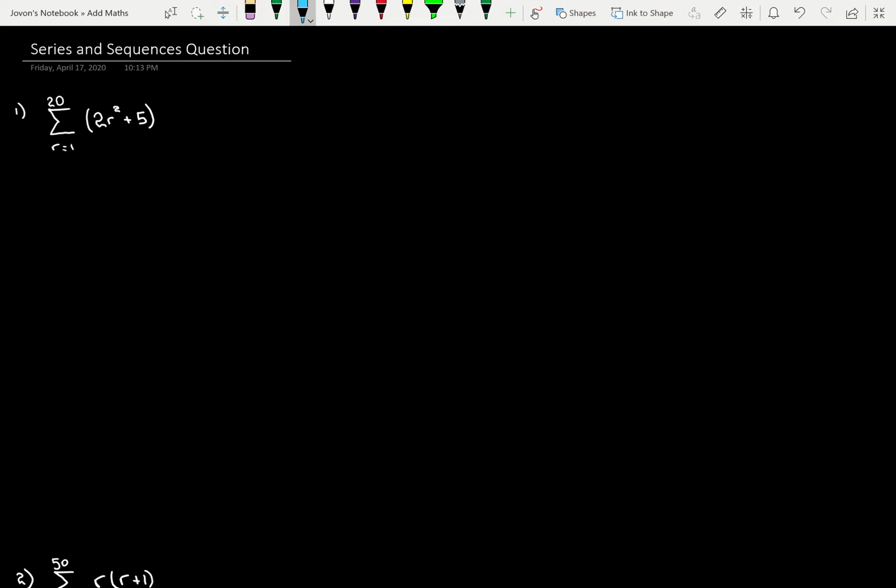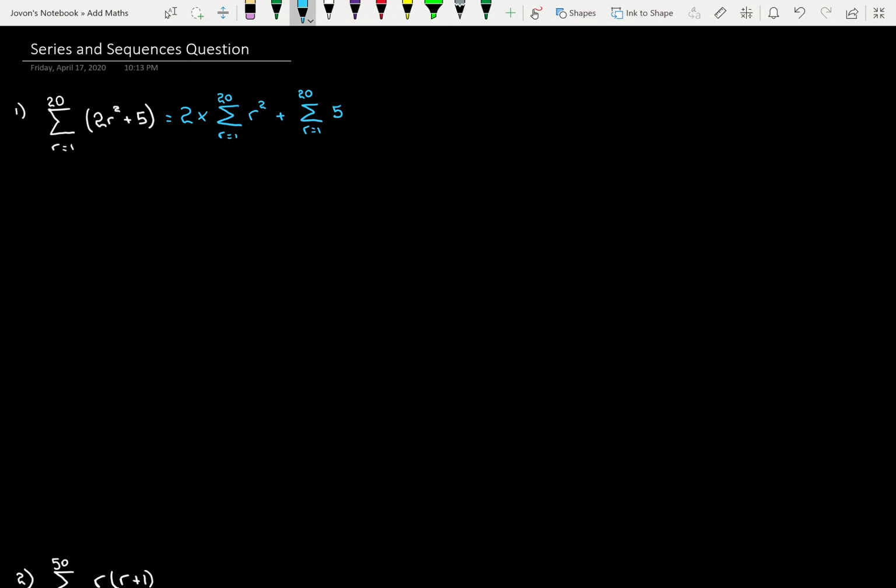Right? So, using the rules from before, we could break this up. This is equal to 2 times the sum from r is equal to 1 to 20 of r squared. Recall that rule, right? One of these summation laws, plus the sum from r is equal to 1 to 20 of 5.